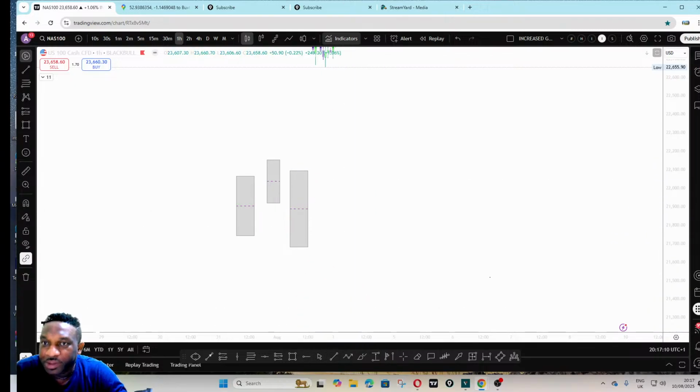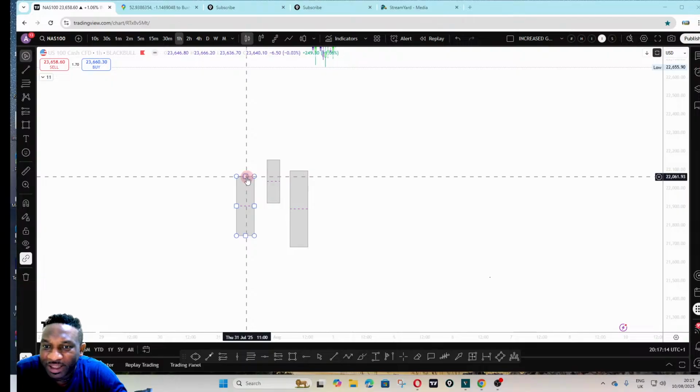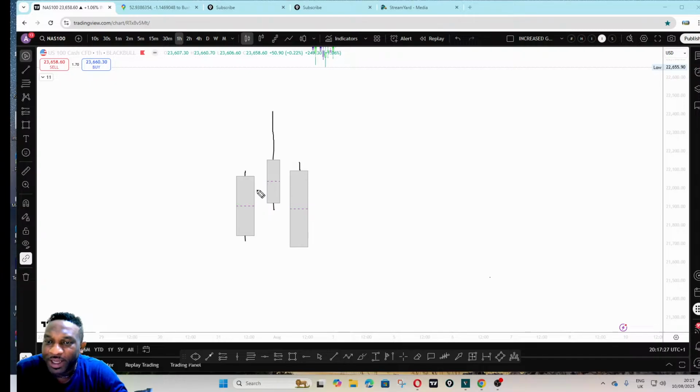Okay, so with this 3 candle pattern, to identify the beginning of the leg, we have price trading here, and then this middle candle giving us a long wick like that. Anytime you have a scenario like this, it could be an uptrend or downtrend, that is the beginning of the leg.